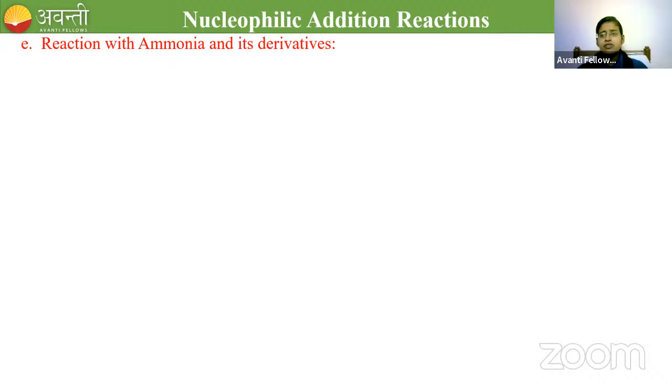So what is the formula for ammonia? Ammonia means NH3, and its derivatives. Ammonia is NH3 and its derivatives mean you have to replace this hydrogen with some other group. If I am replacing this hydrogen with one R group, what will I get? I will get RNH2, right? So this is called a derivative of ammonia. The R groups can be anything. We are going to discuss about this only. R group can be anything.